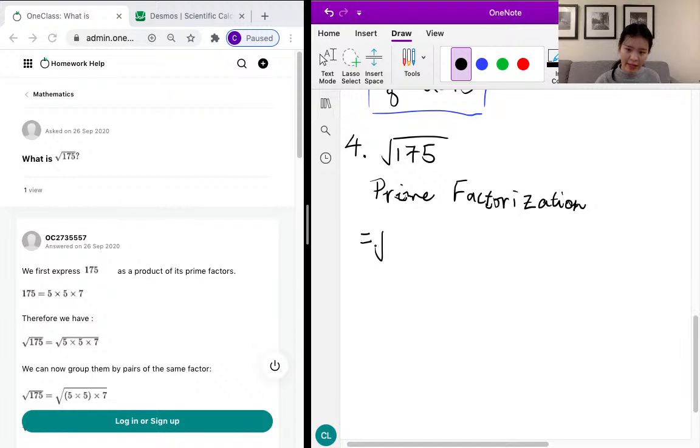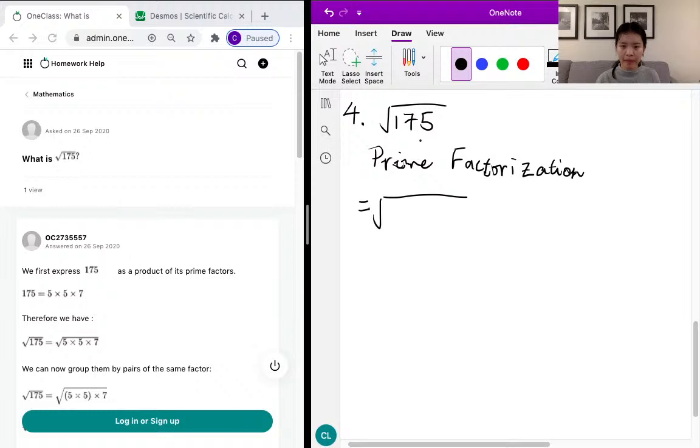What prime factorization is, it basically converts a number into a lot of prime factors multiplied together. So what is the prime factor of 175? The best we can get here is 5, because any integer ending in 0 or 5 has 5 as its factor. And 175 ends in 5, so we know that 5 is one of the factors.